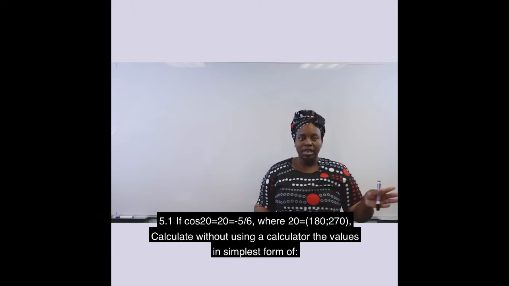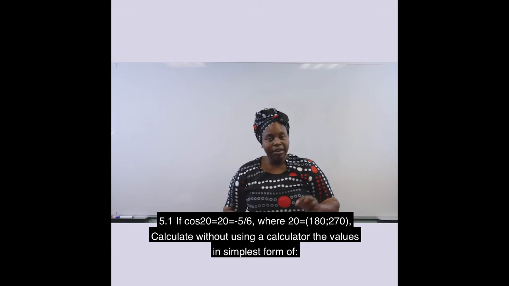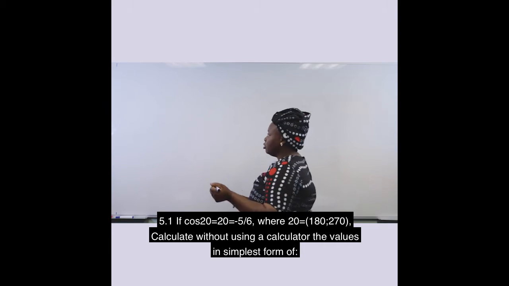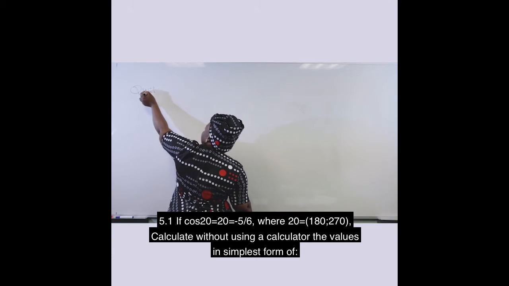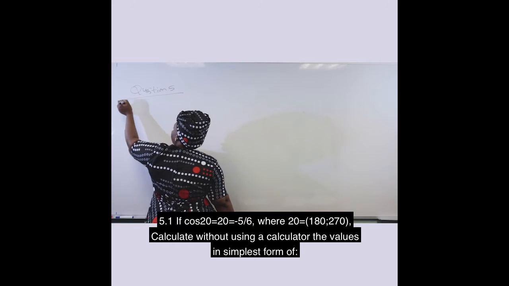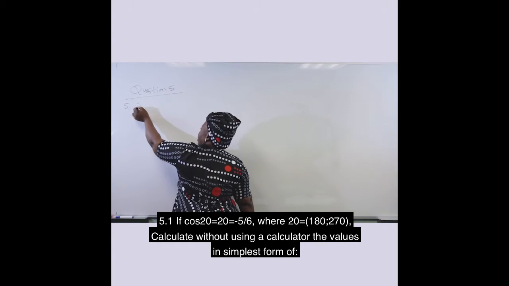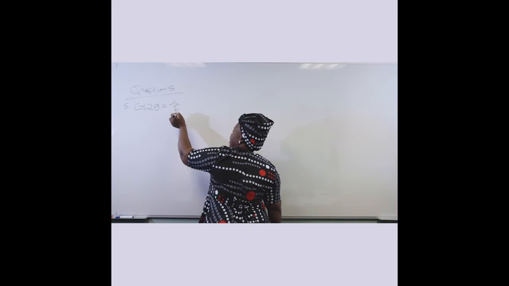The first one that we have done, the diagram was drawn for us and was straightforward. Now the diagram is not there. What are they saying now? They say, if you are given cos of 2 theta being equal to negative 5 over 6. So it's still on question 5. So let's write that question down. We are still in question 5. Okay, and the information, therefore, says if cos 2 theta is equal to negative 5 over 6.